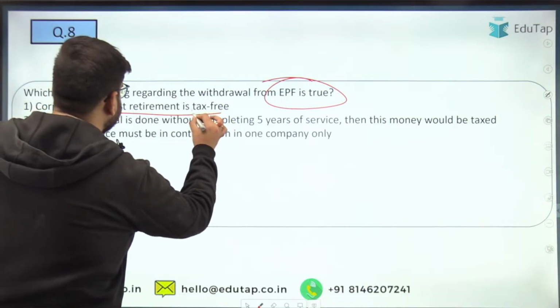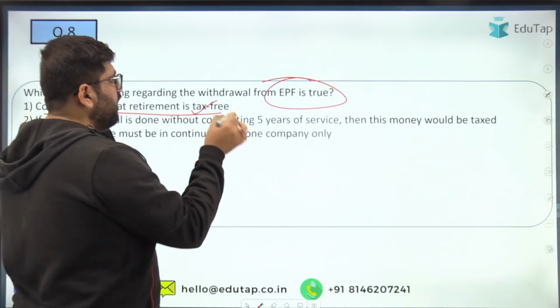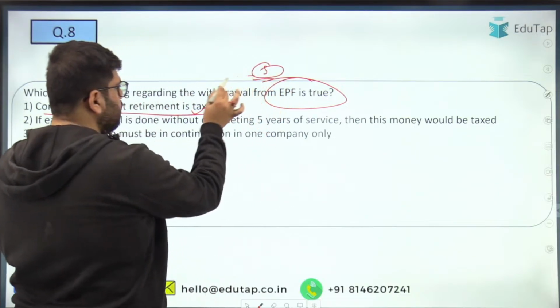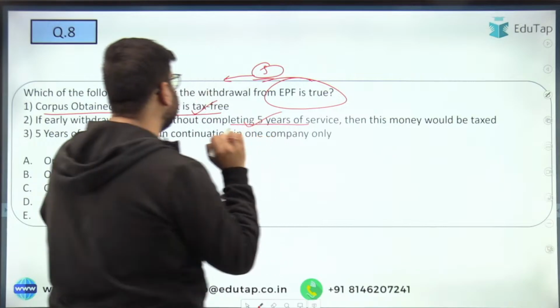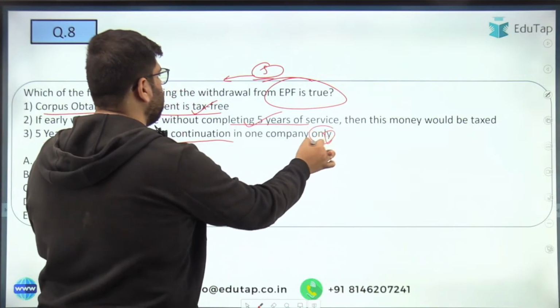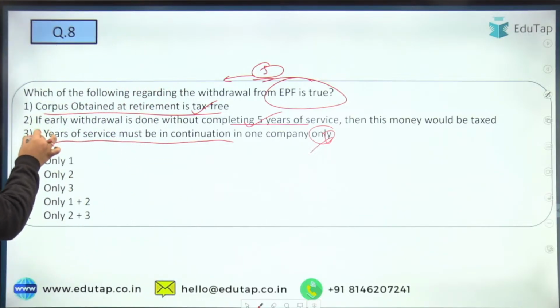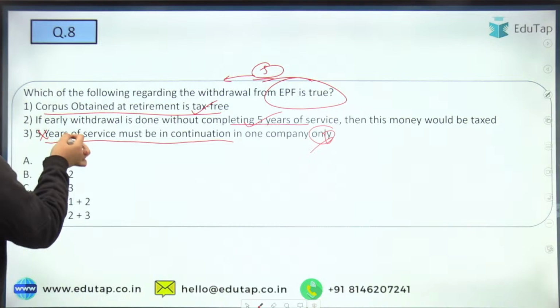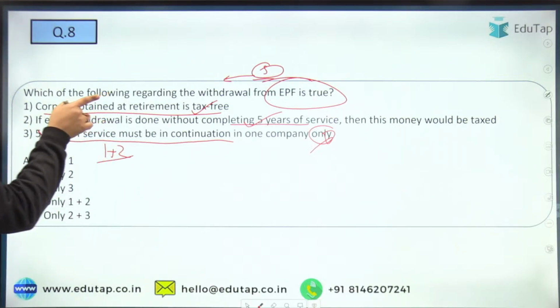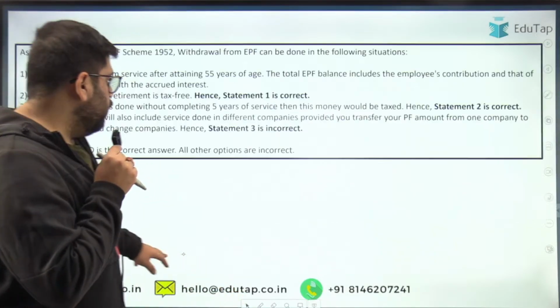EPF corpus is tax-free. Yes, it is tax-free. If early withdrawal is done without completing 5 years, then the money would be taxed. Yes, if you keep your money for more than 5 years, then only it is tax-free. Anything below 5 years is not tax-free. So this is also correct. 5 years of service must be done in continuation in one company only. This is incorrect because you can switch your companies as well, right? So statement number 3 should not be correct. So your answer should be 1 plus 2 only, because they are asking you the correct one. So your answer will be option number D. Let me see how many of you have given D. Yes, very good, those who have given D.